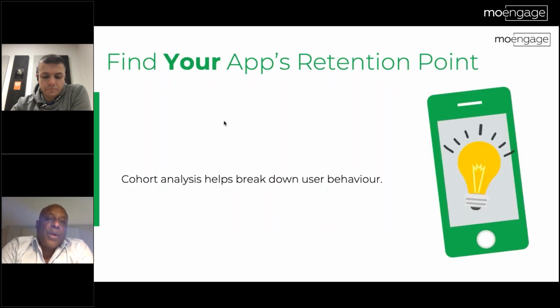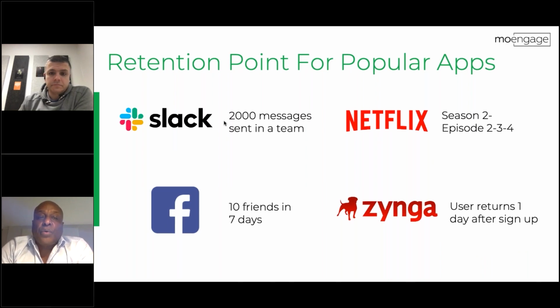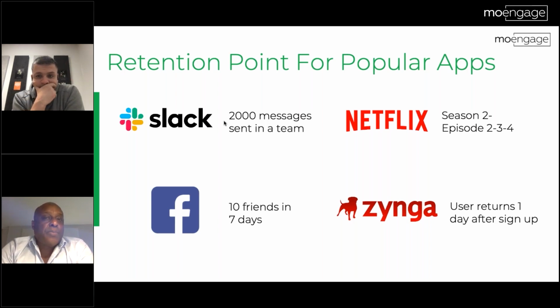You also want to work out your own app's retention point, because it will differ. The cohort analysis, if you can do it, can help with this. It can help you understand the different ways people behave and what that trigger point is. We've got some examples here for you. So Slack knows that when you have passed the point where you've sent more than 2,000 messages, 1, they're now a sticky app within your organization, and 2, you're more likely to buy the upgraded version.